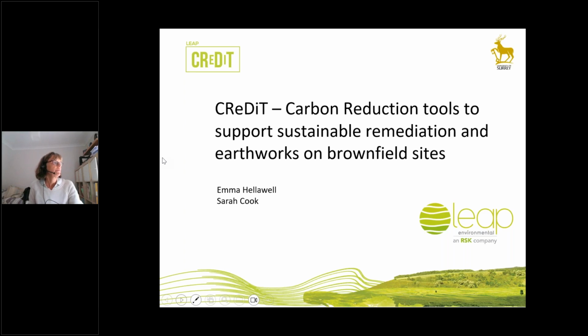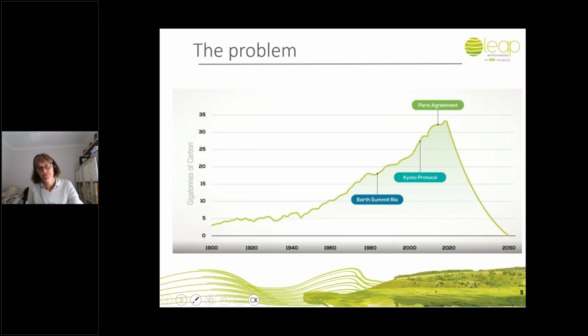So the title of my talk is about CReDiT. CReDiT is my acronym for my tool, and it's a carbon reduction tool for remediation. Just a little bit of background to say why we're doing it.